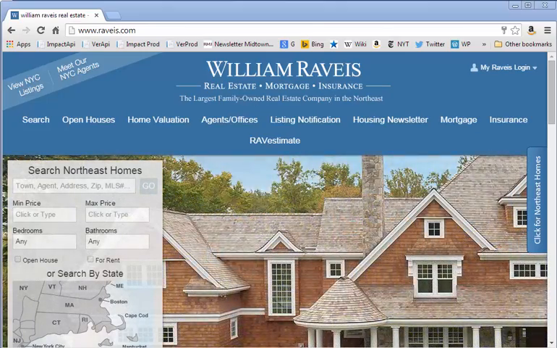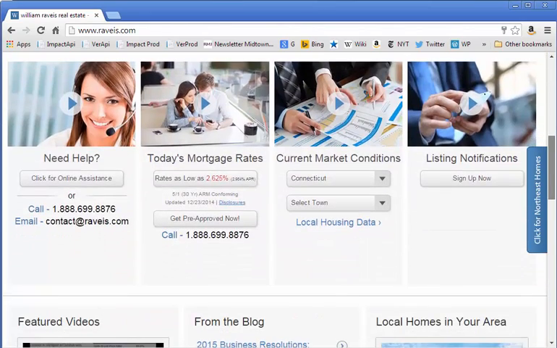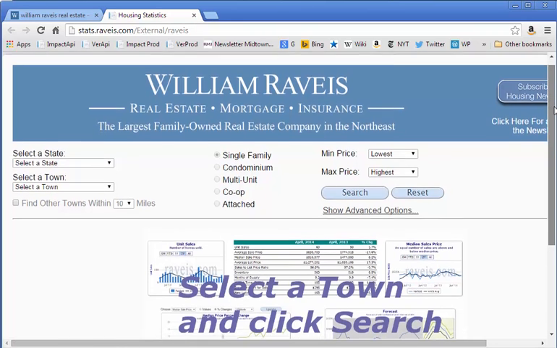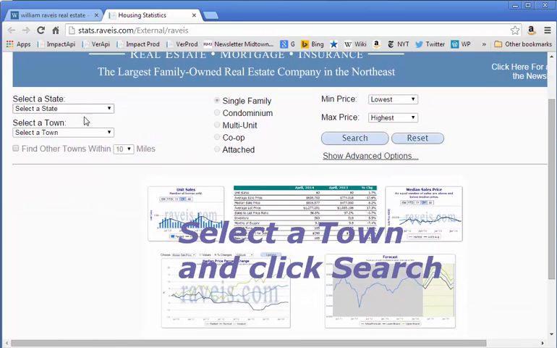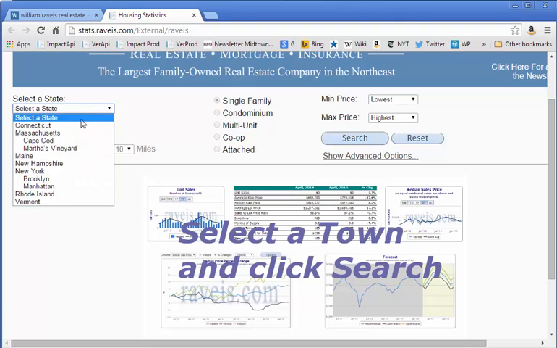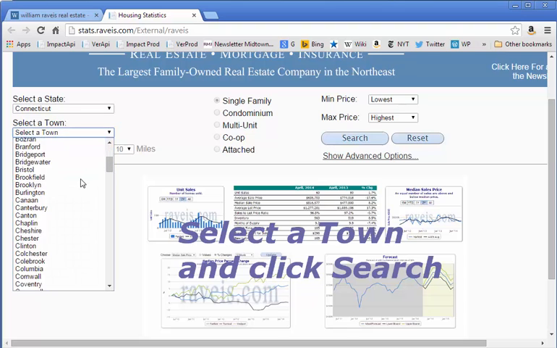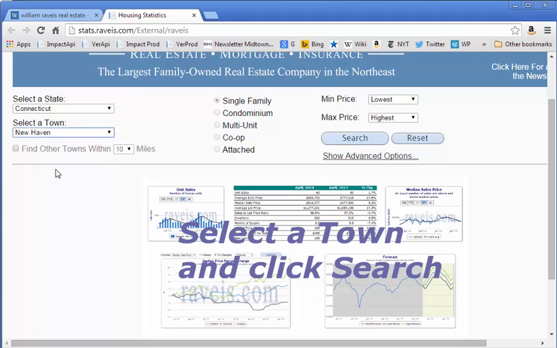Starting off on Raveis.com, we are going to scroll down to the current market conditions section and click on local housing data. This brings us to the local housing data search page. We are now going to click on a state, and for this demo we're going to do Connecticut, the city of New Haven.